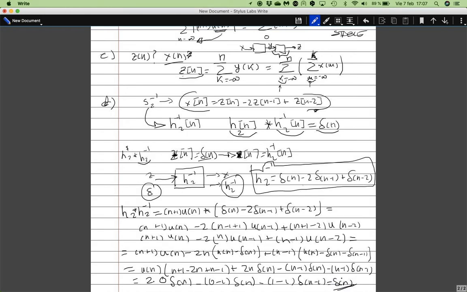Okay, so that's basically the exercise. I hope it was clear for you. If there is any doubt, please let me know, and I will try to help.